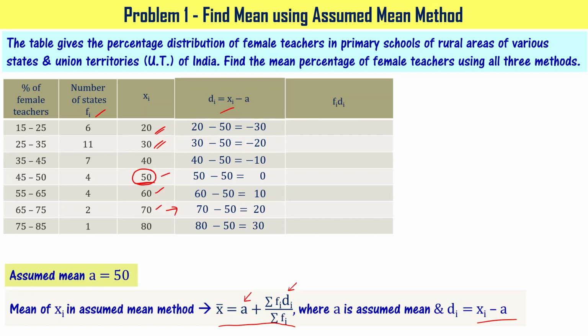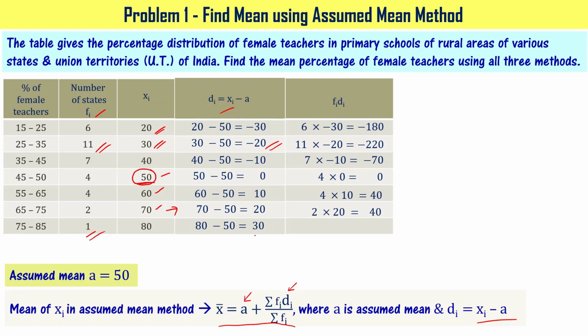Fi di for the first class is 6 times minus 30, that is equal to minus 80. For the next class, it is 11 times minus 20, that is equal to minus 220. The next class, it is 7 times minus 10. For the next class, it is 4 times 0. For the next class, it is 4 times 10. For the next class, it is 2 times 20. For the last class, it is 1 times 30, right? Now we have, for all the classes, fi di.